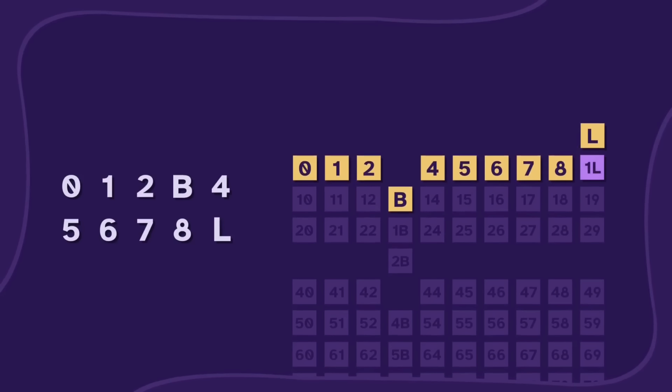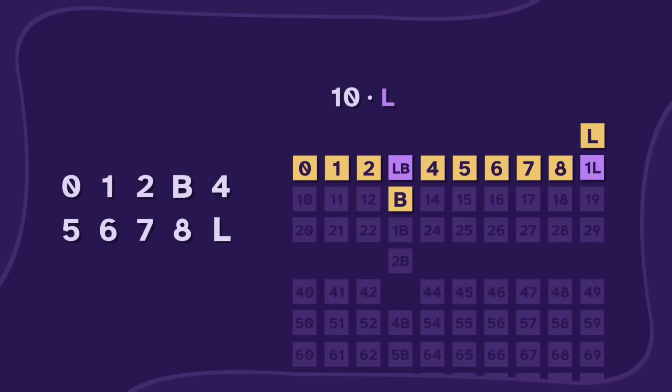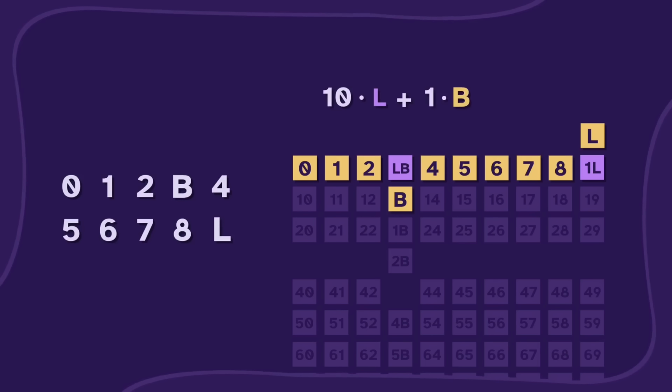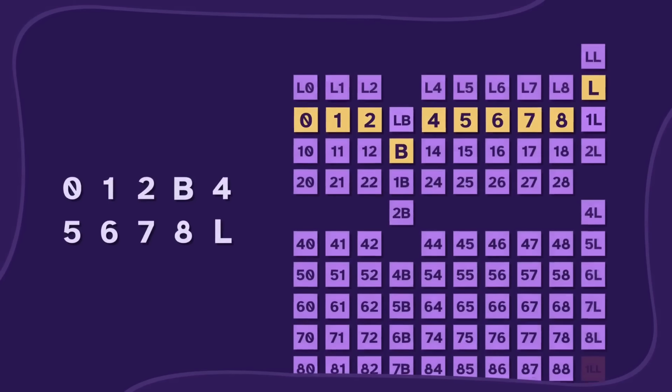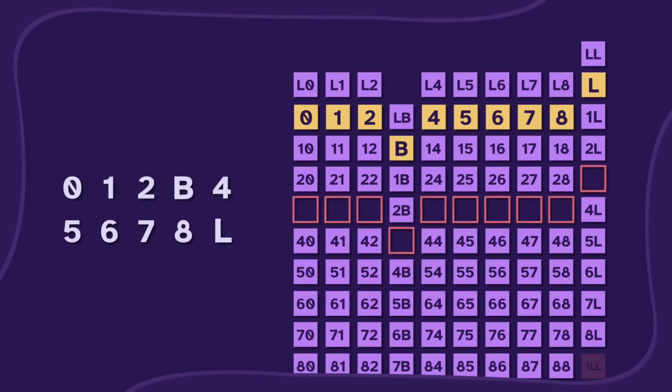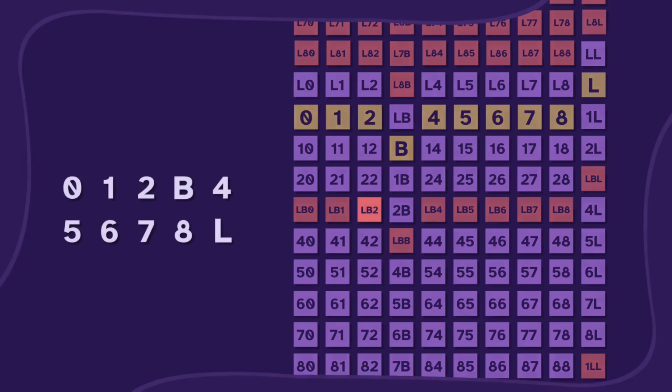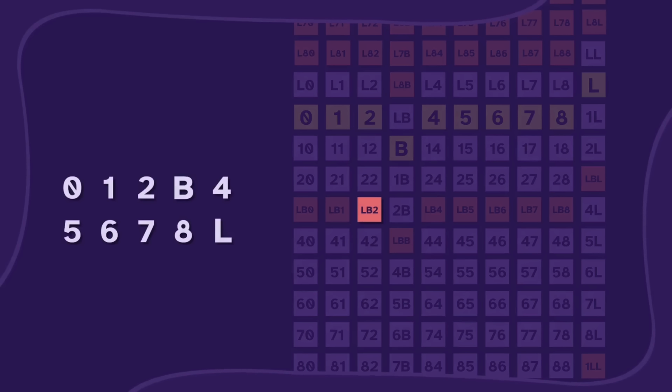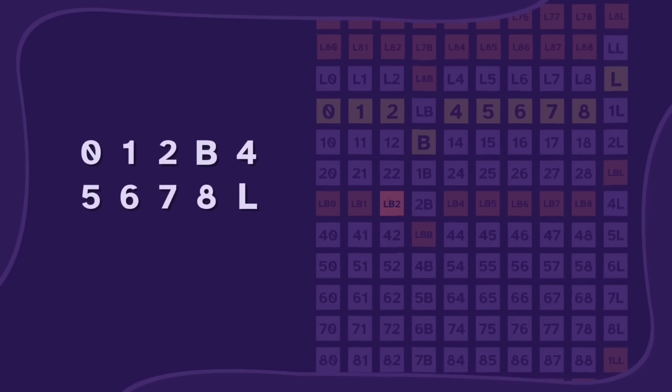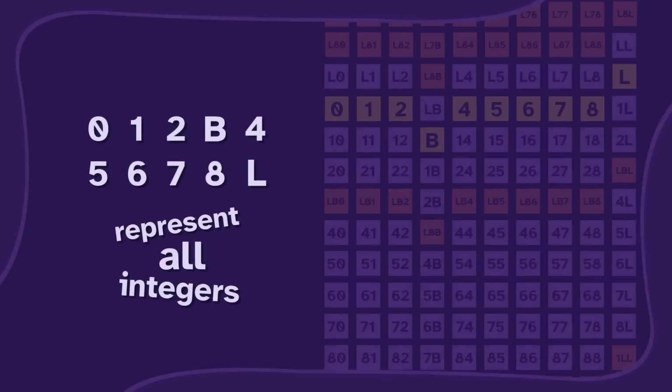So we can fill in the missing 9, and we can also fill in the missing 3. The 10's place is -1, and then the 1's place is 13, which add to make 3. Let's fill in the rest of the double digits. We still have some gaps in the 30s, but they get filled in as triple digits, such as -100 13d2. And it turns out these digits can represent all integers.